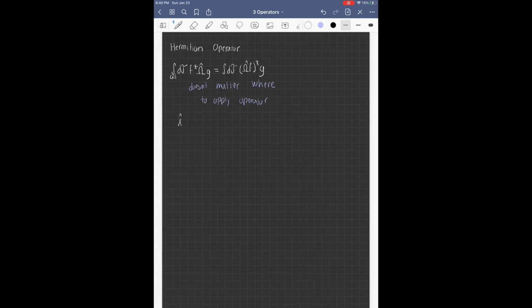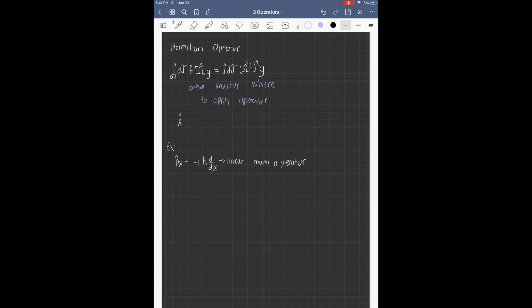Now let me show you an example of another operator. This is called the linear momentum operator. This is just the imaginary number times h bar times the derivative operator. So if I were to try to find a linear momentum, then I would apply this operator, and it will give me the value of that.